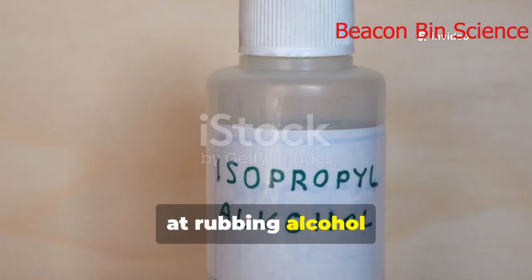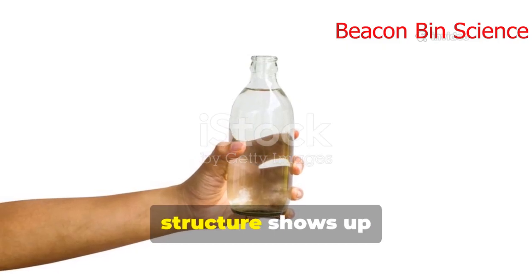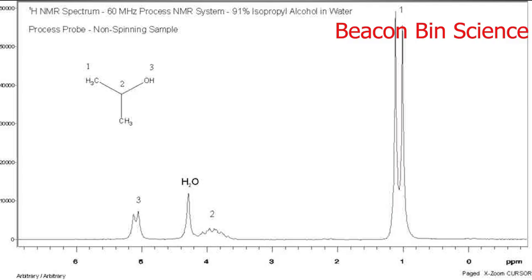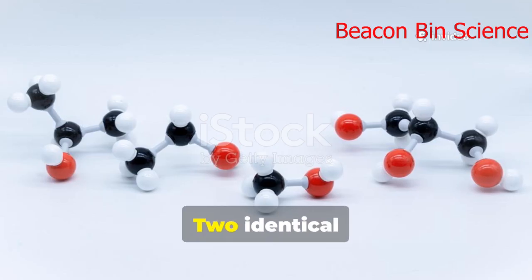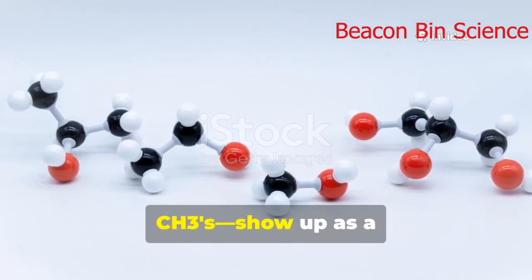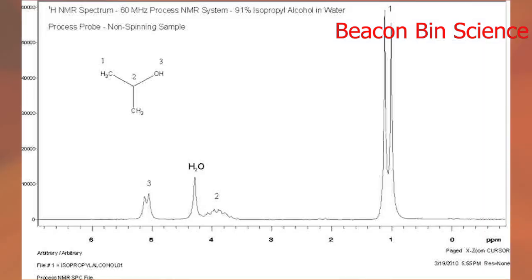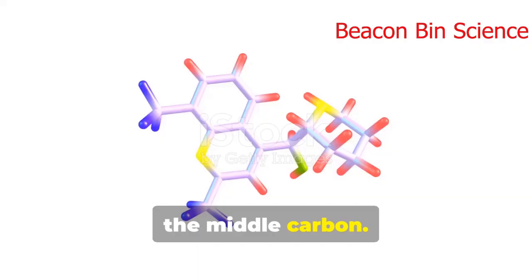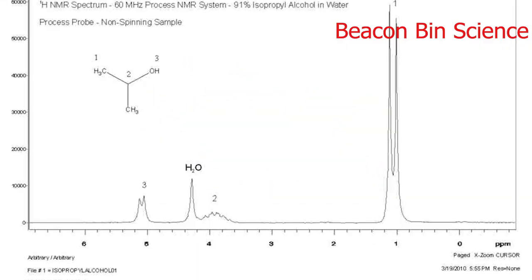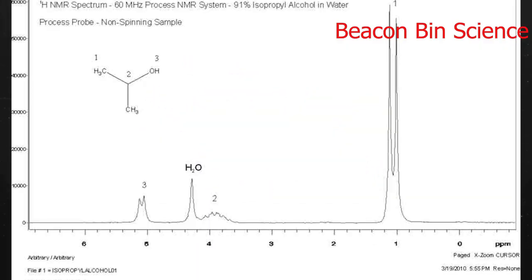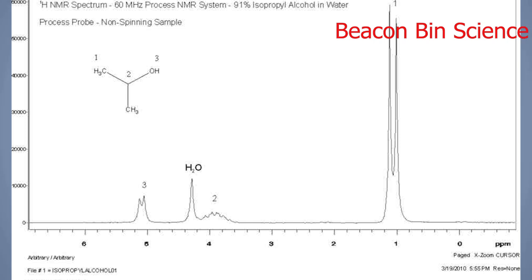Let's take one more example to understand more about NMR. Isopropyl alcohol, or (CH3)2CHOH, has 3 types of hydrogen environments. 2 identical methyl groups, those CH3's, show up as a big doublet signal, split by their neighbor, the single CH on the middle carbon. That central CH pops up as a multiplet thanks to the 6 hydrogens next door. And the OH group? It's usually a singlet appearing all by itself.